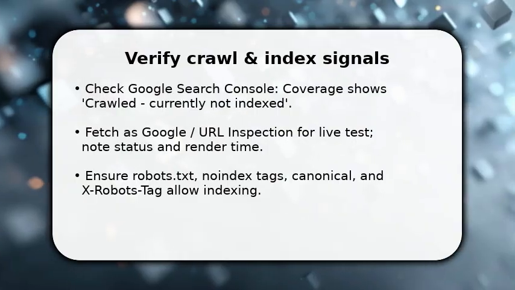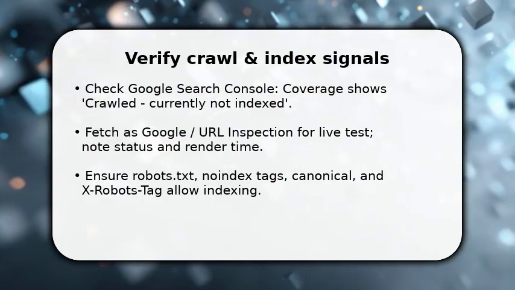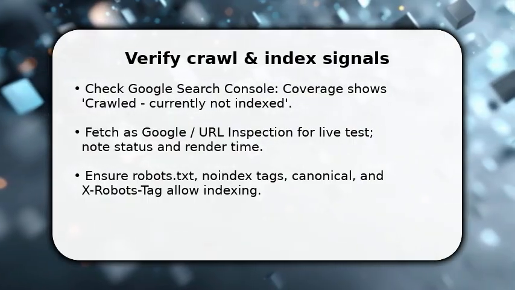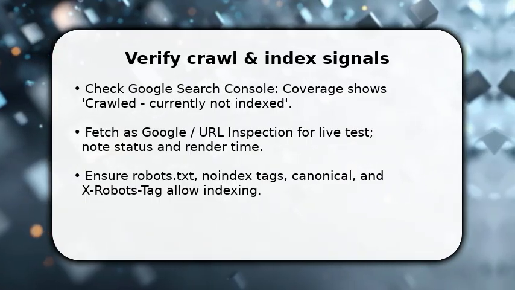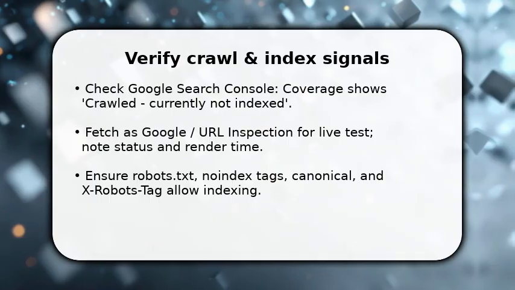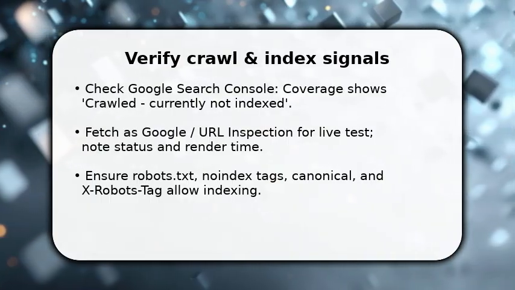You start by confirming the exact problem in Search Console, open the coverage report, and inspect a representative URL. Once done, use URL inspection to fetch and render. This reveals server responses and blocked resources.